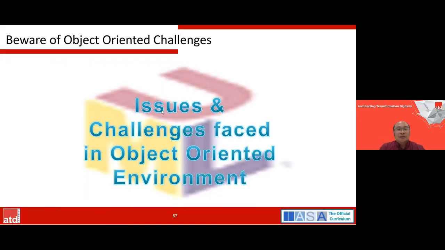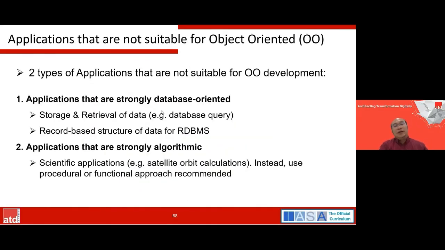Okay, and of course there are some issues and challenges faced in the object-oriented environment, right? You can't apply object orientation to everything. Just put it that way. There are two types of applications that are not suitable for object orientation. First is the more database-oriented one. So you do a lot of SQL procedures, you do triggers, just do it at the database query level. You don't need to use object orientation, but you can if you want to, but it's not mandatory.